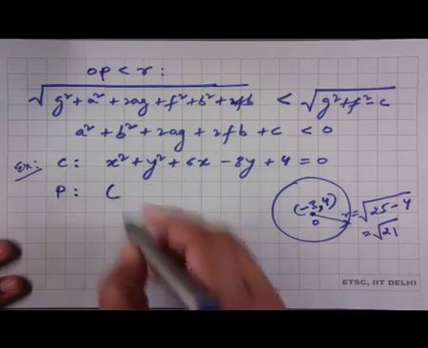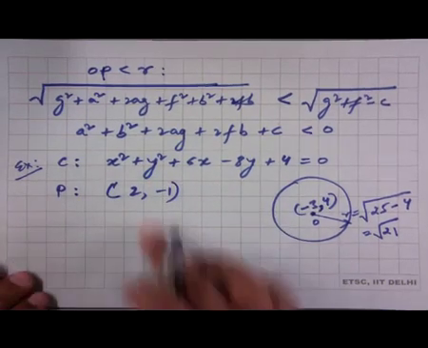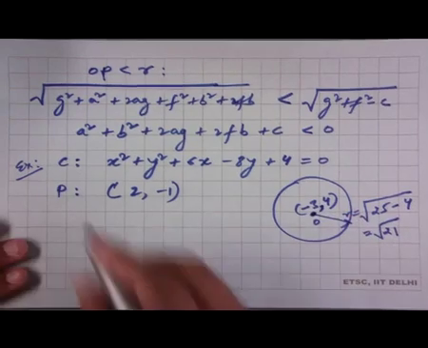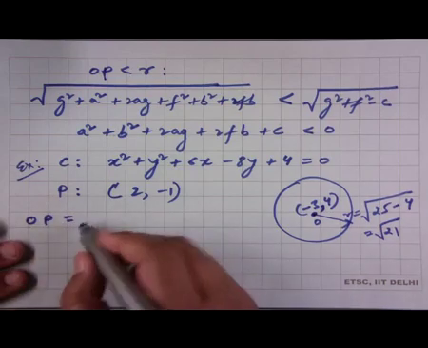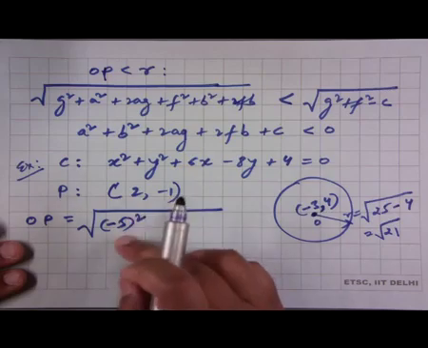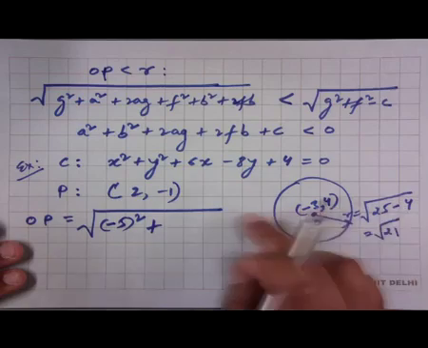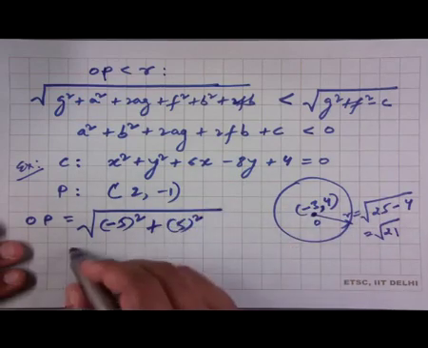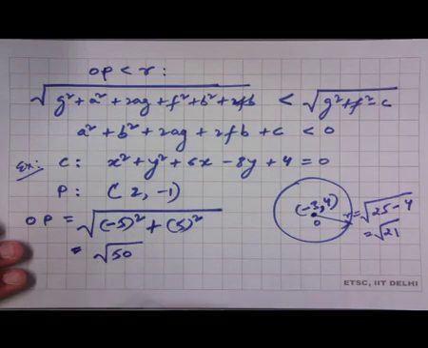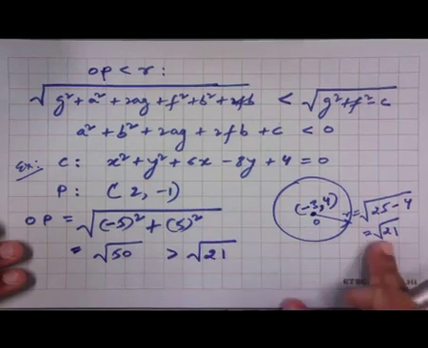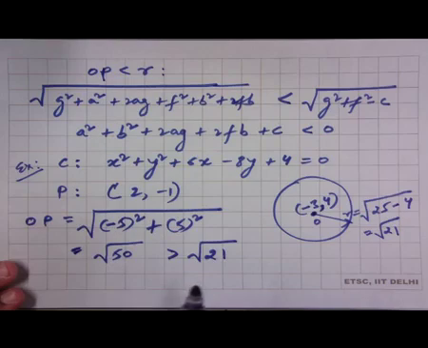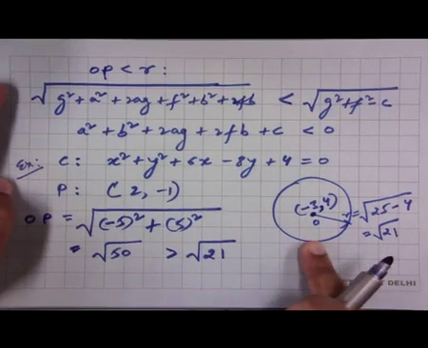And suppose now we are given a point 2 comma minus 1 and we are asked to find if this point lies inside the circle or outside the circle or on the circle. So, we basically have to find this distance OP, which will be equal to square root of minus 3 minus 2, which is minus 5 whole square, plus 4 minus minus 1, which is 5 whole square, so this is square root of 50, which is greater than the radius, and therefore, it is now clear that this point P lies outside this circle.